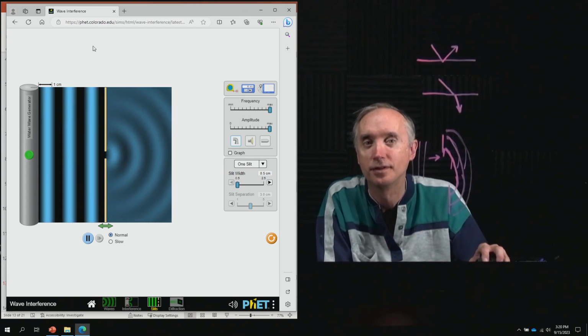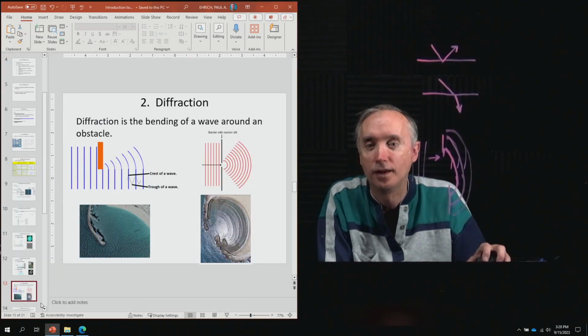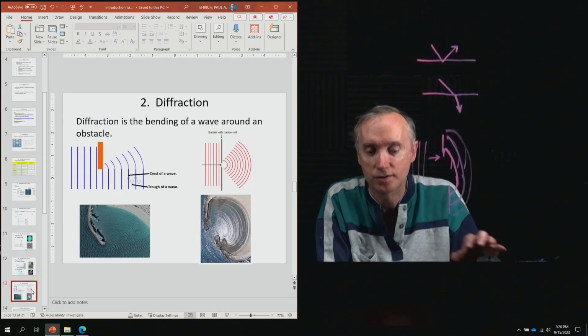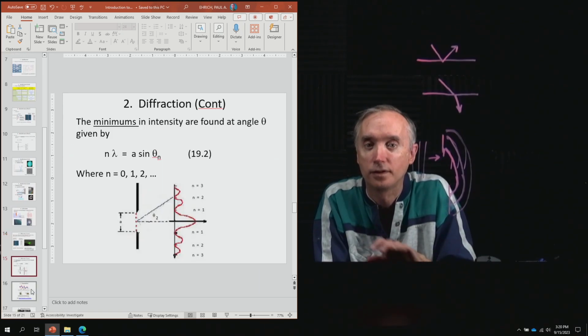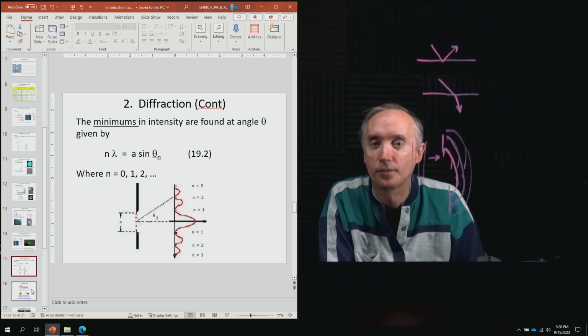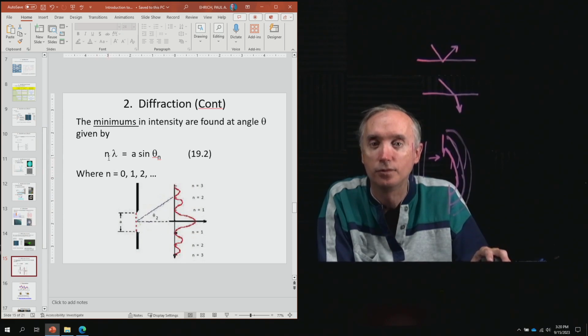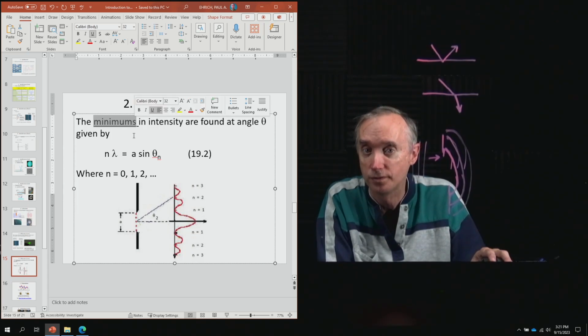All right, so let's get rid of this. Go back to here, and then let's go to our next slide. And here is our formula. It depends on n, and notice this one is minimums. So this is where you would have the destructive interference.